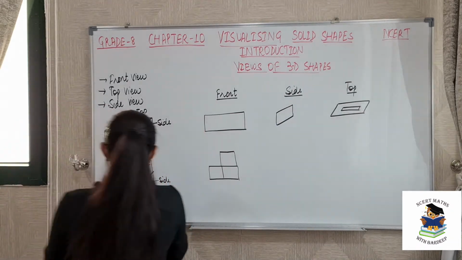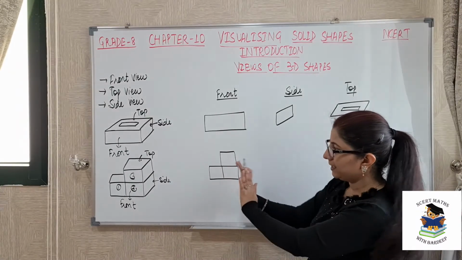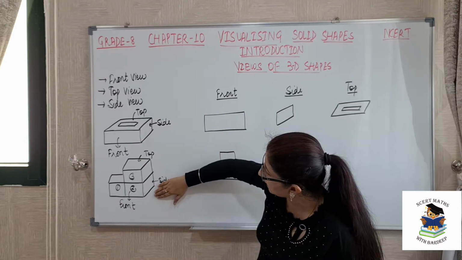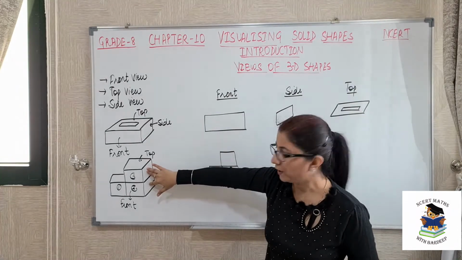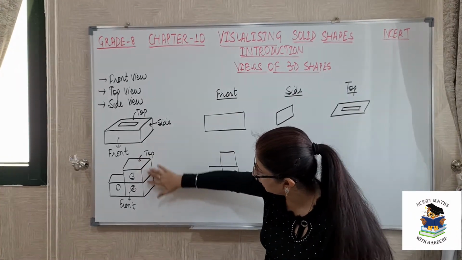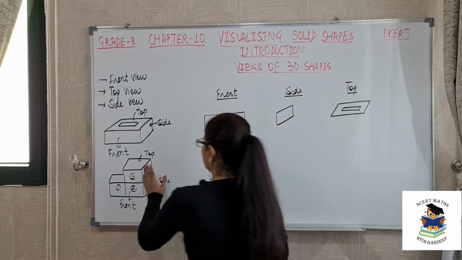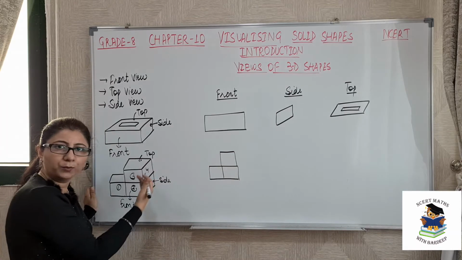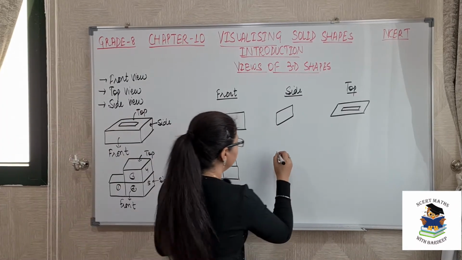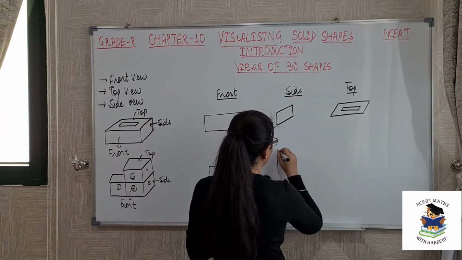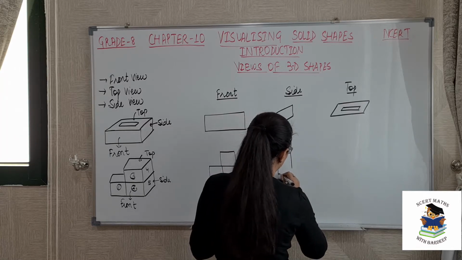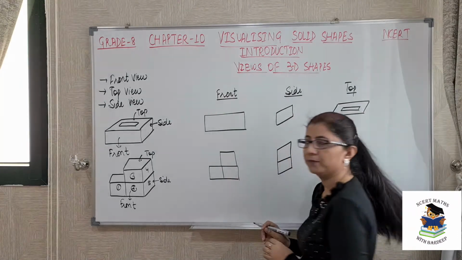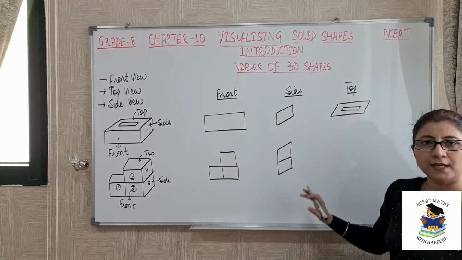If we look at the same object from this side, what will be visible to us? We can see these two blocks. Let's see what the shape is. These two, that is number 4 and number 5, will be visible from this side, so we will draw it something like this. You should draw the same shape. So this is the side view.